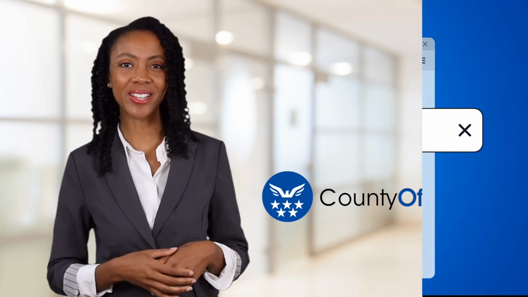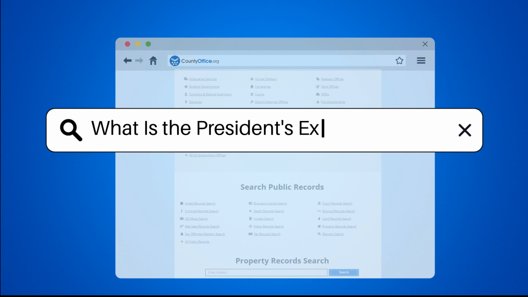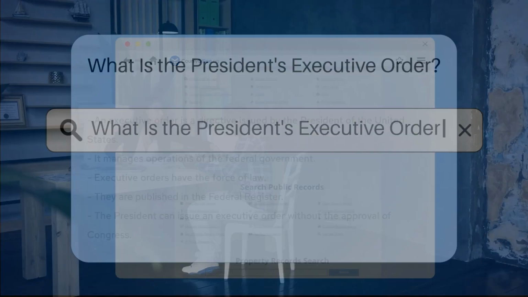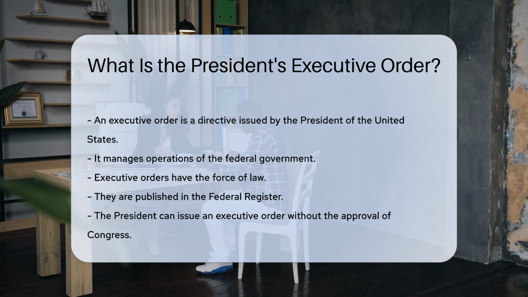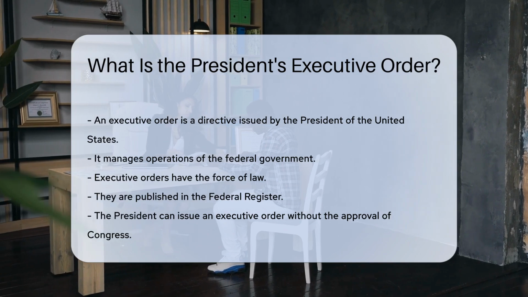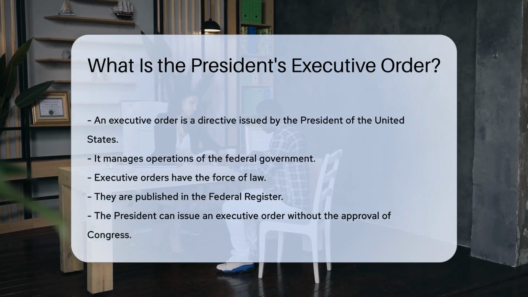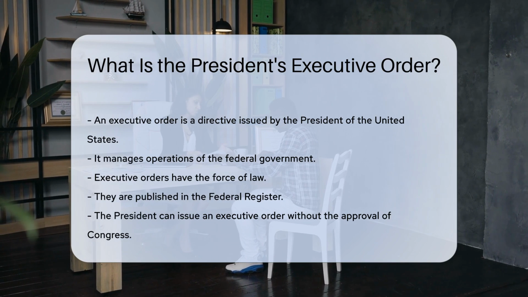Let's get started. What is the President's Executive Order? An executive order is a directive issued by the President of the United States. It manages operations of the federal government. Executive orders have the force of law. They are published in the Federal Register.